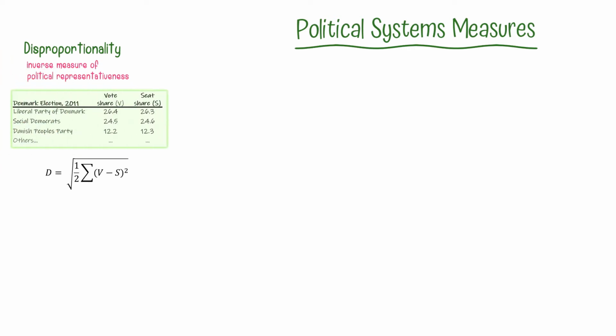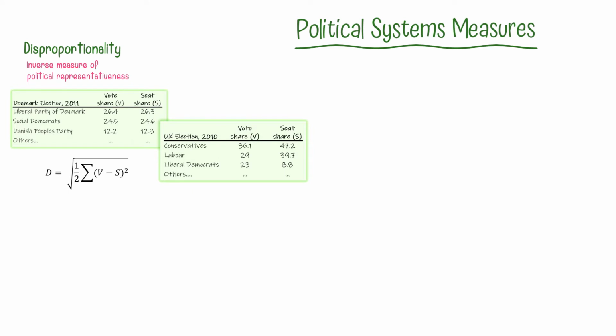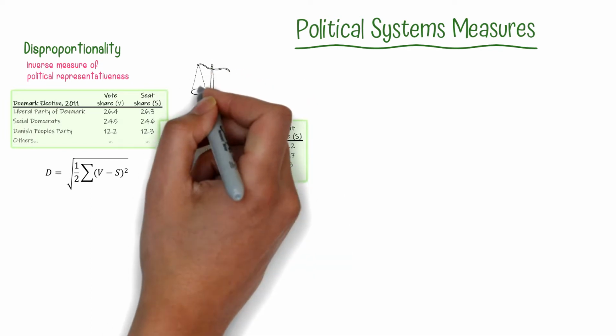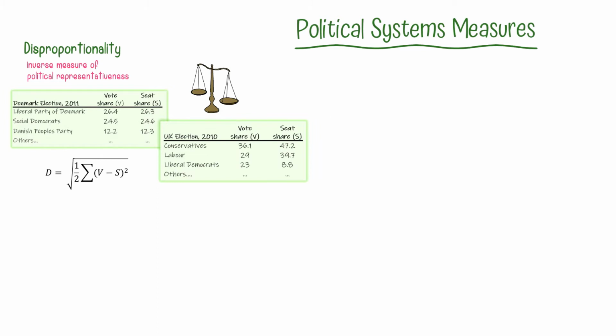Note in this Danish example, each seat share closely mimics the fraction of votes received by that party, meaning a system that strongly embodies proportional representation. Numerically, this is measured by a low disproportionality score, in this case 0.7. Compare this to the UK example, where there are large discrepancies between vote and seat shares, indicating deviations from perfect proportionality, captured numerically by a high disproportionality score, 15.1 in this case.